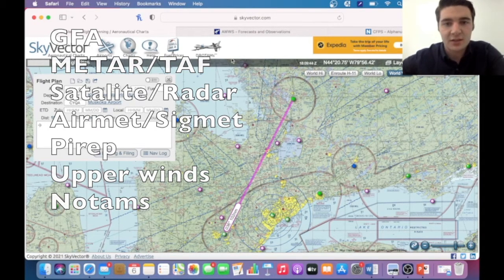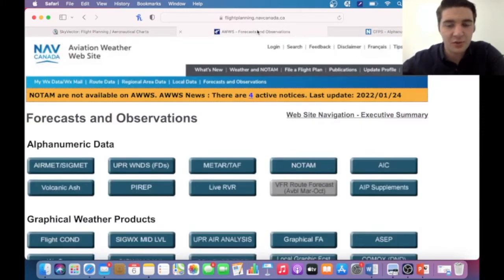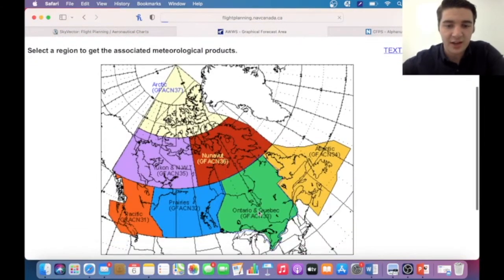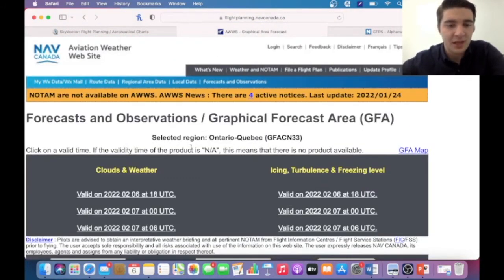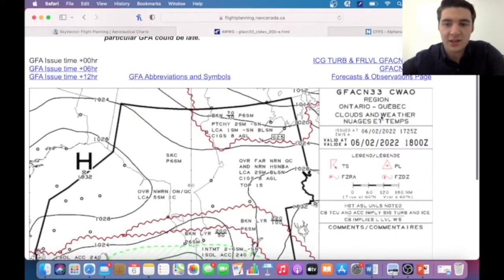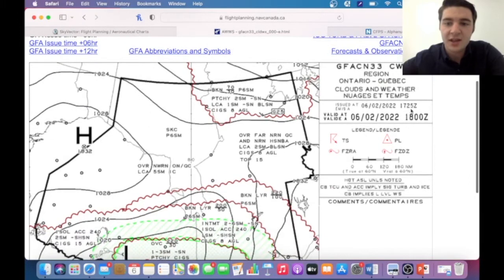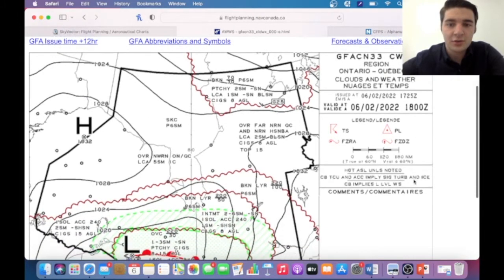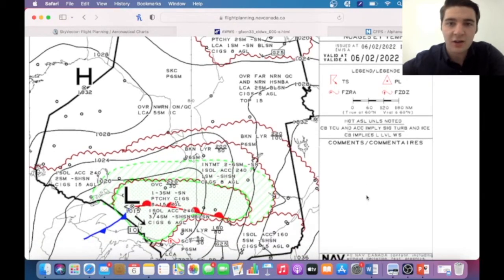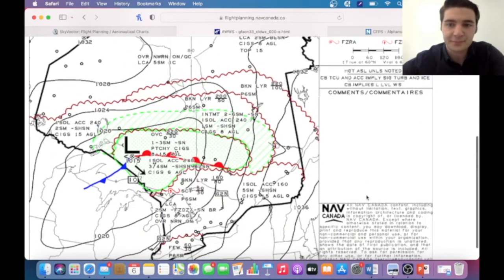So we'll come over to the Aviation Weather website and bring up the GFA, Ontario and Quebec, where we're flying. And we'll start with the 18 clouds and weather. So here's the clouds and weather. The Ontario, Quebec region is valid at 18 Zulu, which is 1 o'clock local time, 1 hour prior to our departure.